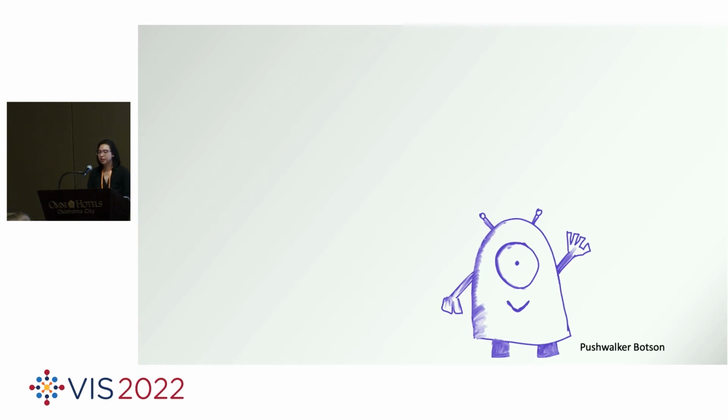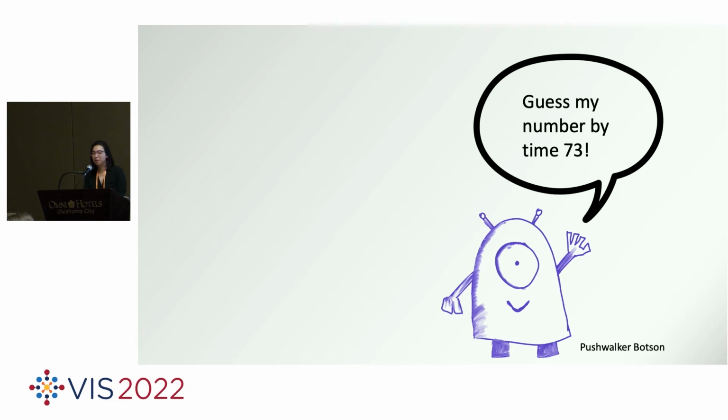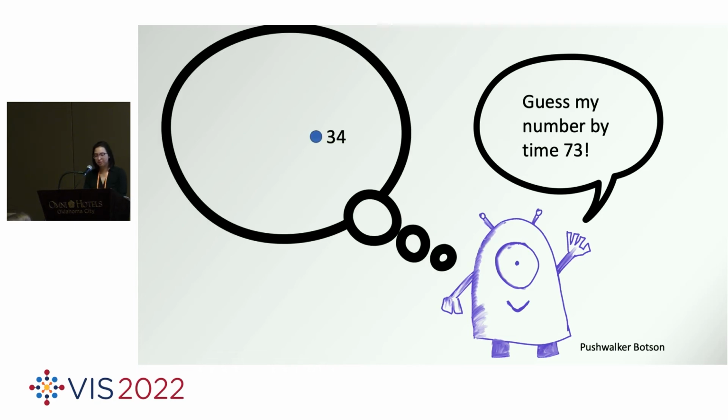The students are told that the robots had previously been abandoned and want to make sure that they only join a team that's on the same wavelength as they are. To determine this, each robot plays a guessing game with the 2 teams. We call this the friendship game. The robot thinks of a number, and teams have to guess that number by a certain time in the game. For example, Pushwalker Botson, or Robot 52, may be thinking of the number 34 at time unit 73.